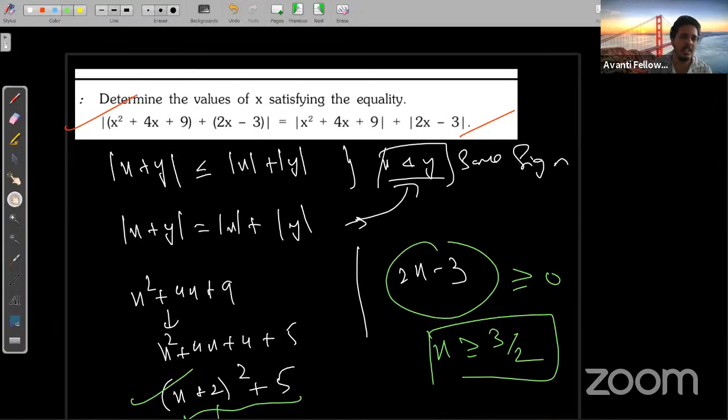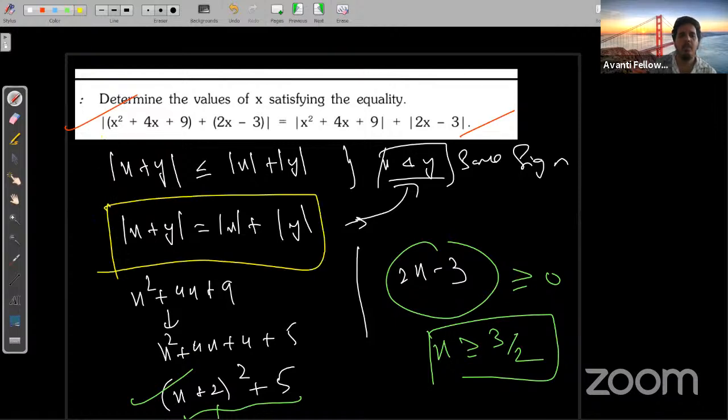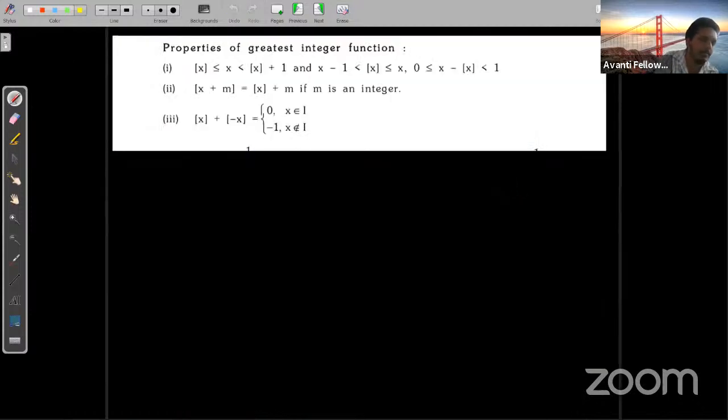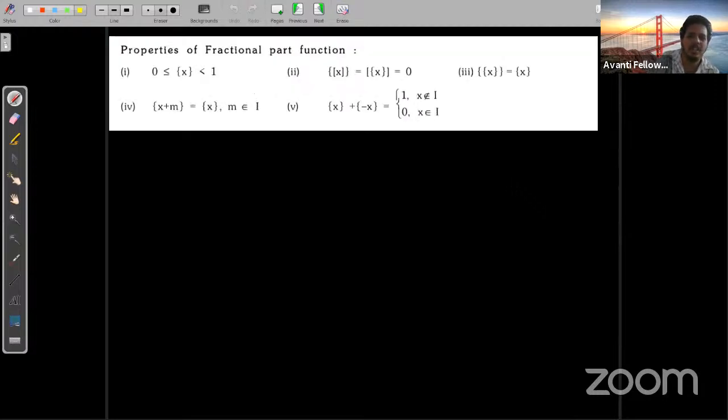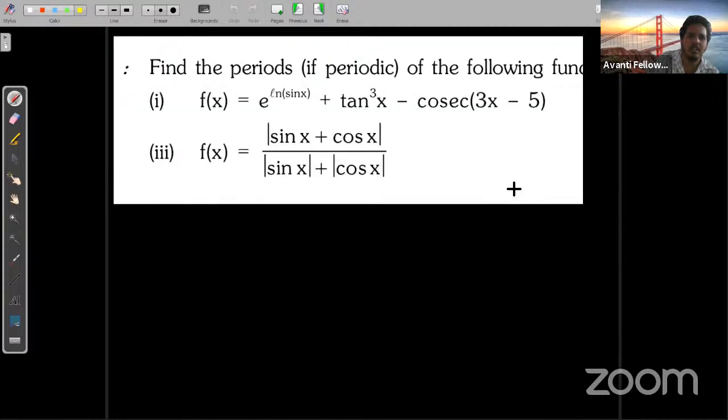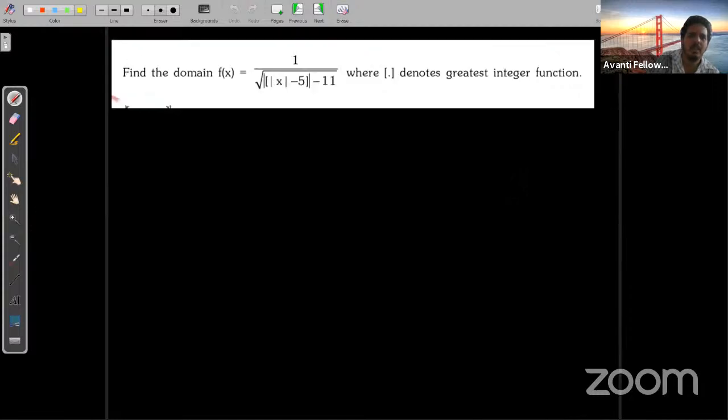See how easy it is. You just have to remember this happens only when x and y are of the same sign. If x is positive, y has to be positive. If x is negative, y has to be negative. Clear? These are some properties. I will share this with you in the notes. And coming to the next one.